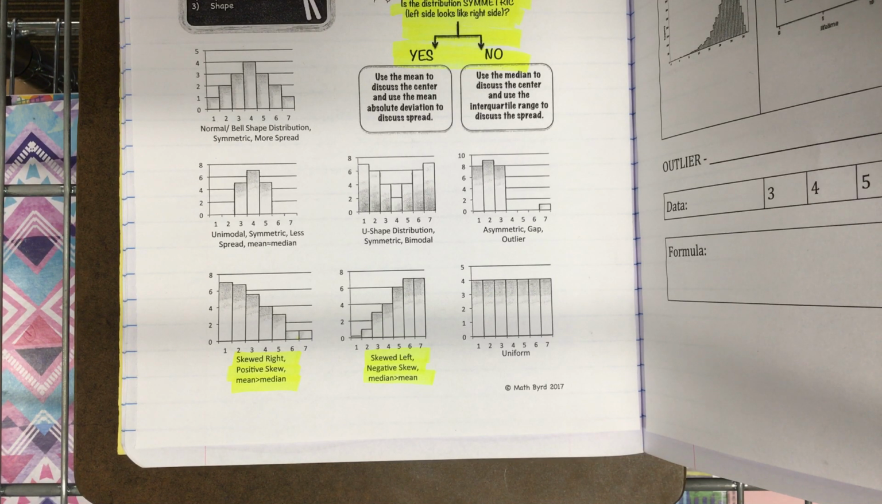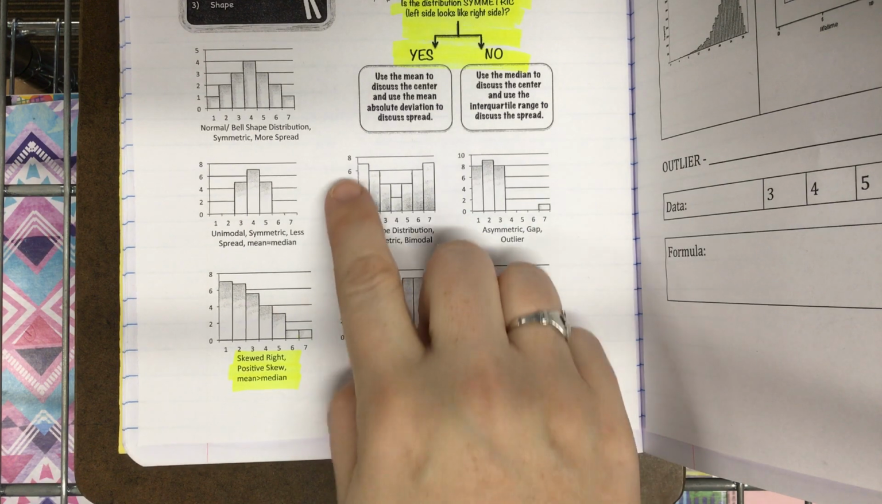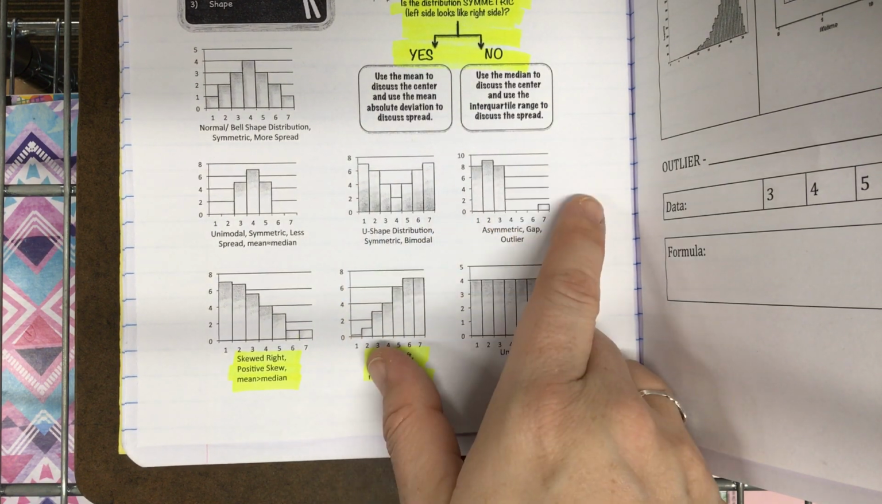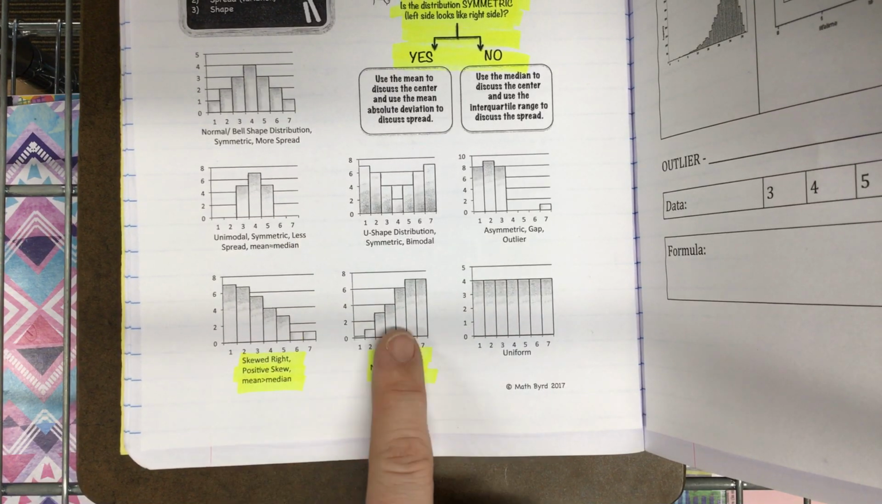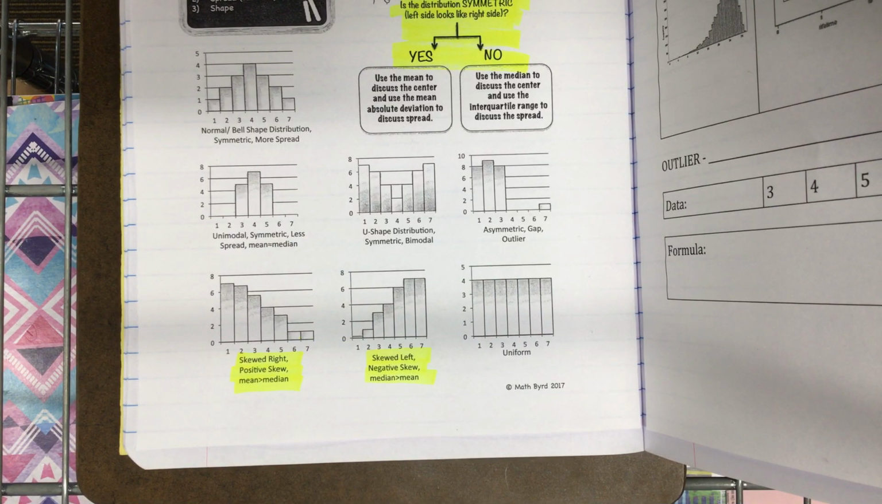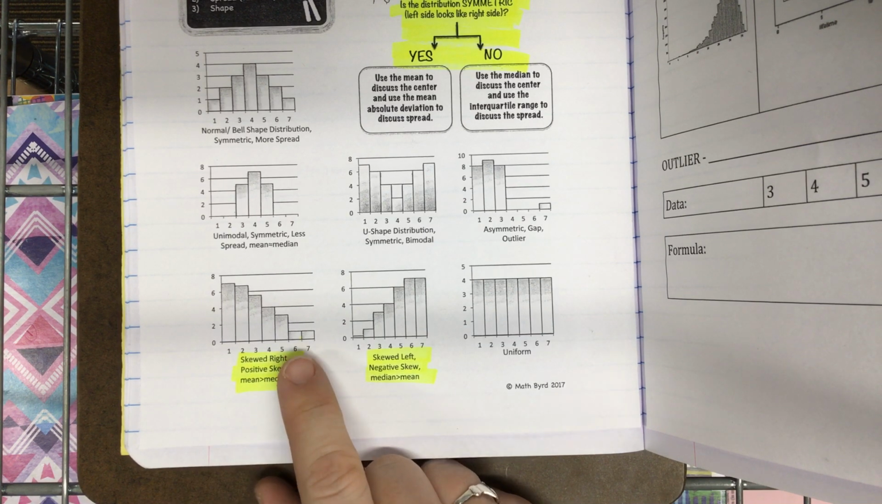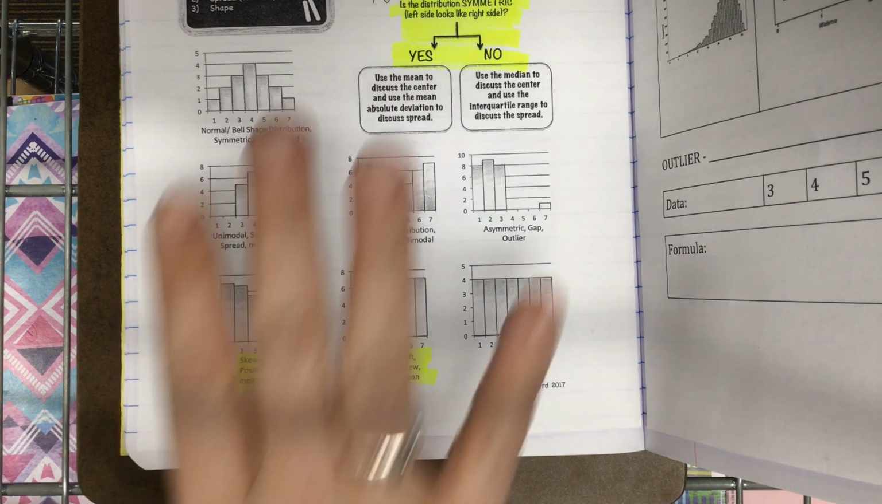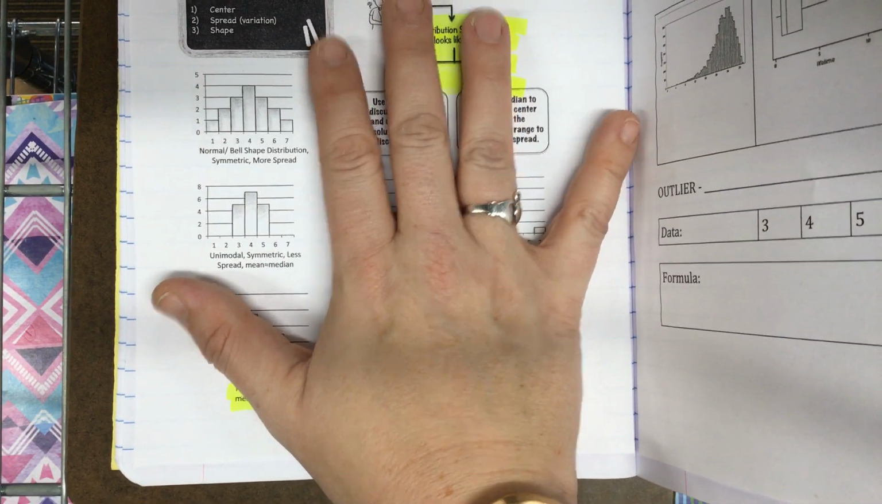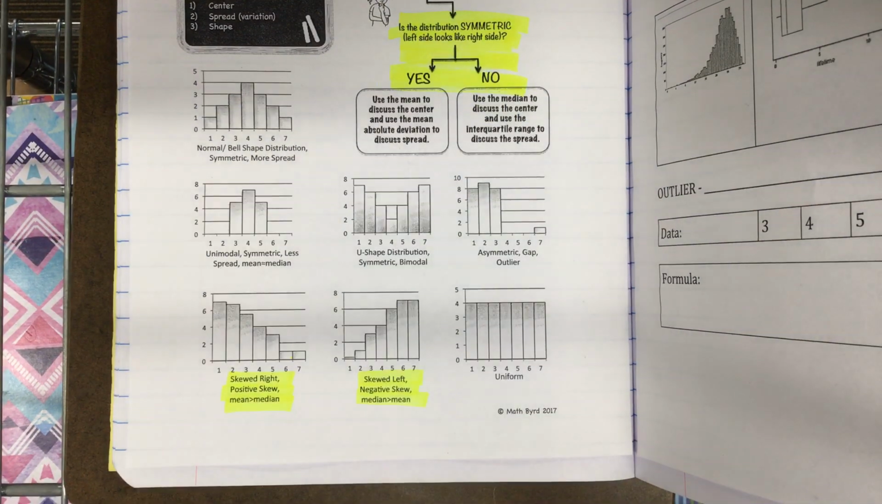So we're going to talk about these different types of graphs, but you can discuss the shape of a histogram by talking about, is there a gap? Is there an outlier? Is it symmetrical? Is it not symmetrical? Skew is something we're going to talk about when we talk about these in the next part. This is going to be very handy when you are analyzing histograms. Got it? Okay.